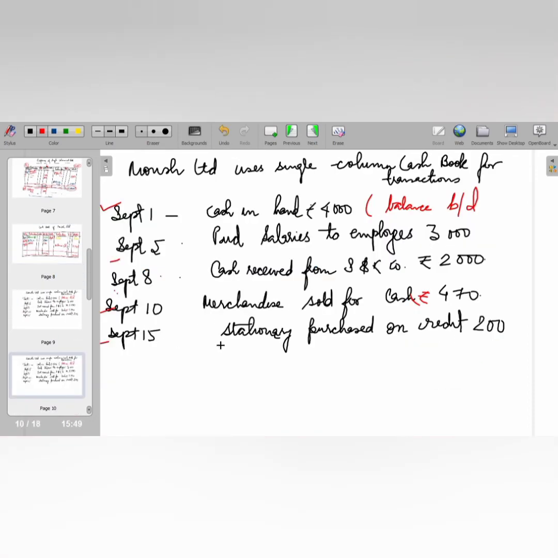On September 15, stationery purchased on credit. See, what I have told you, if there is any purchase on credit, we will not record those transactions, because the single column cash book says only those transactions will be recorded which are cash in nature.